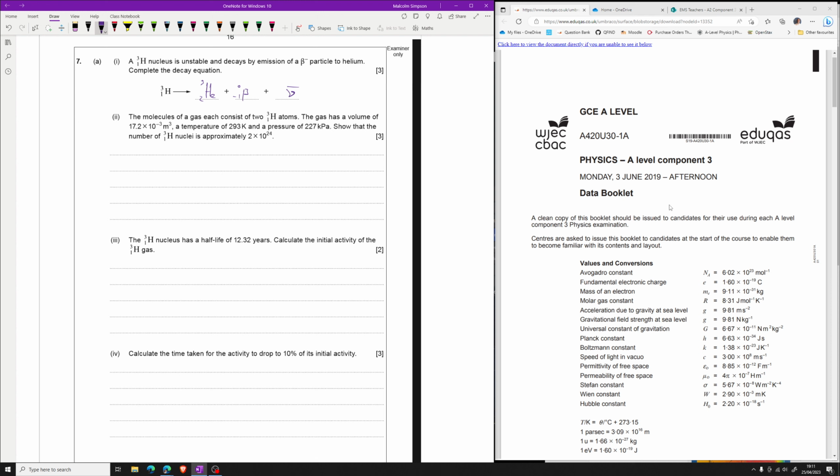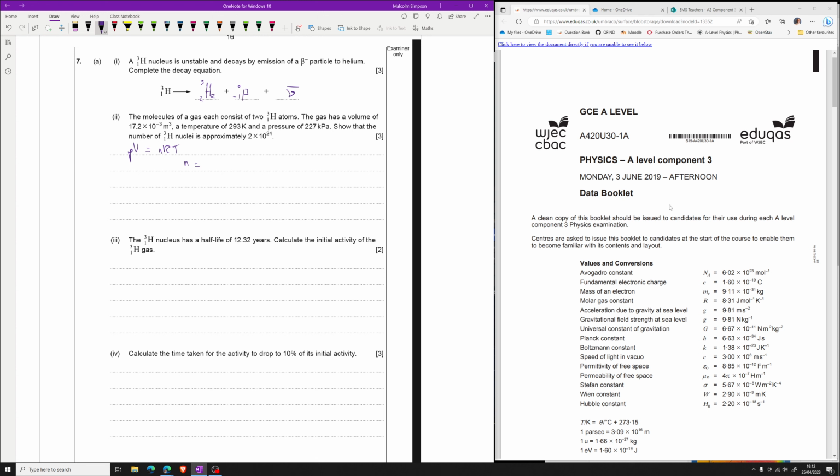The molecules of a gas consist of two of these atoms. Yeah, tritium too. The gas has a volume and a pressure, so that the number of nuclei is approximately that. So here we've got PV equals nRT, making an unexpected appearance.